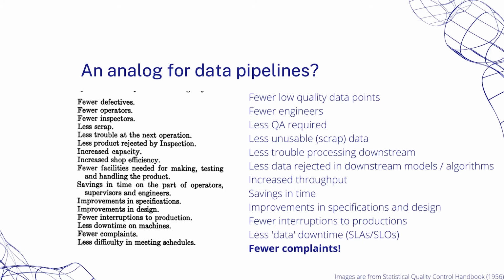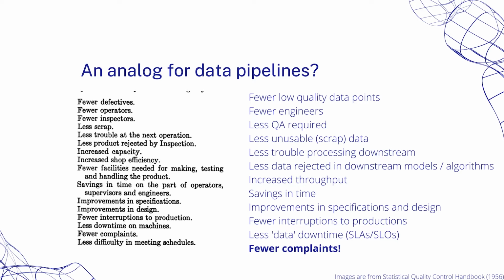So what were they trying to achieve within Western Electric? Fewer defects, fewer operators, less scrap material, so less waste, less product rejected by inspection, increased capacity, and just improving specifications and design. If we look at those analogs with data pipelines, we can reasonably easily draw lines between those things. We want fewer low quality data points. We want fewer engineers to have to operate the system, less oversight in terms of human QA. We want less unusable data.